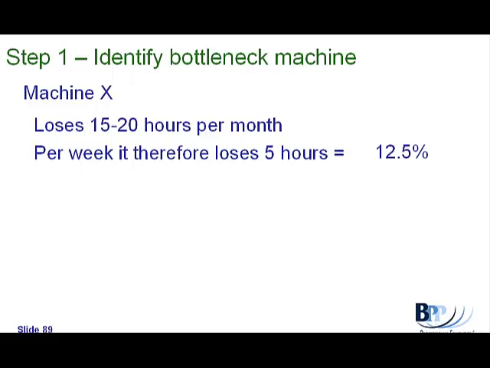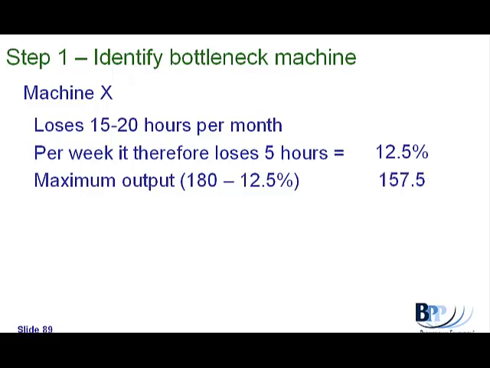Now that is a loss of 12.5%. Remember, our total hours a week were 40, so 5 over 40 gives you the 12.5%. So how much can machine X therefore make? Well, 180 less that 12.5% is able to make 157.5 panels. Now we need 4 panels to make each trolley, so we're able to make 39 trolleys.